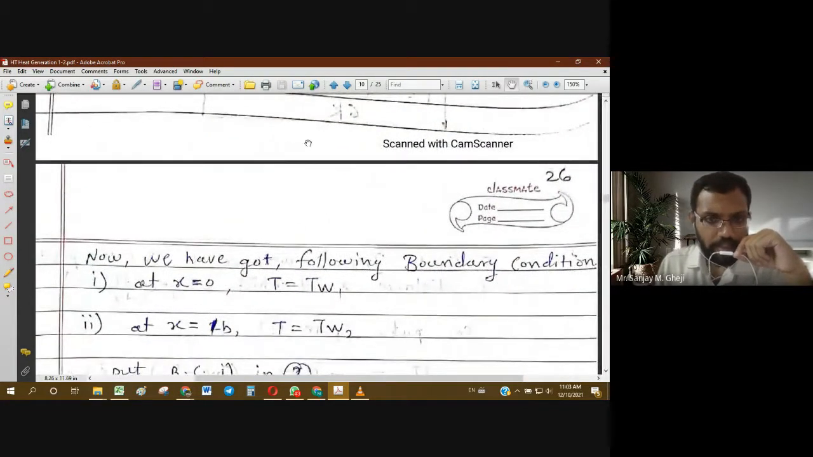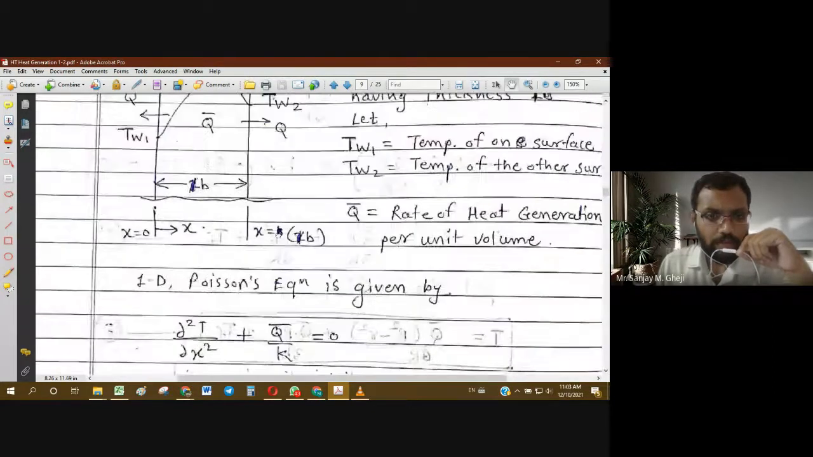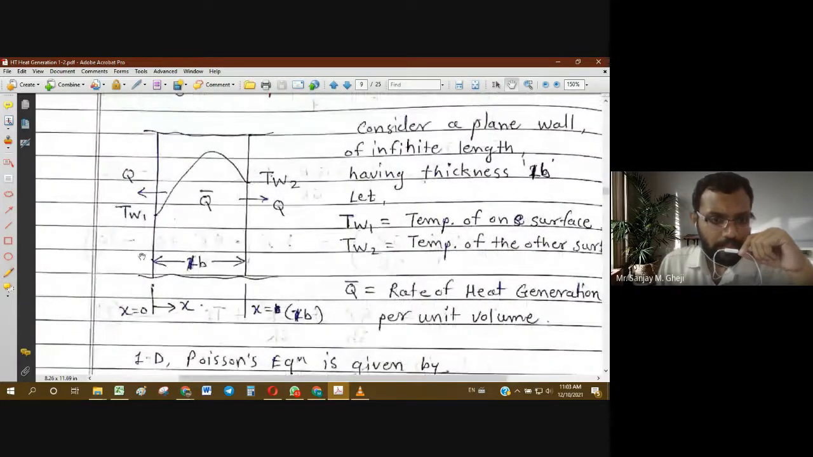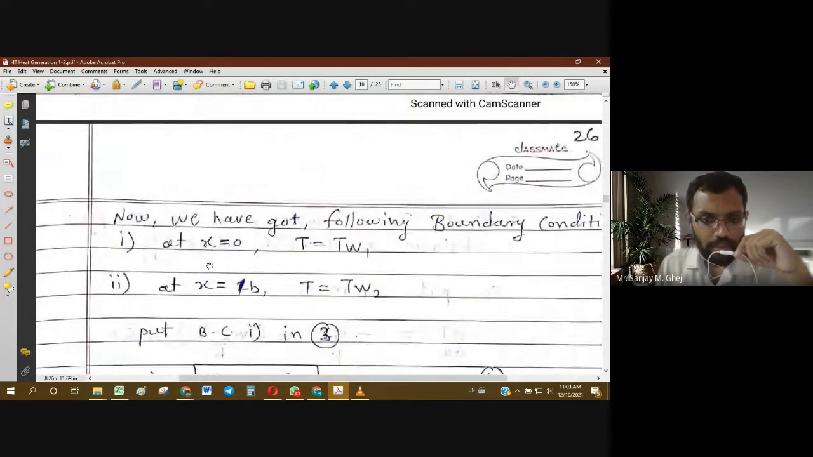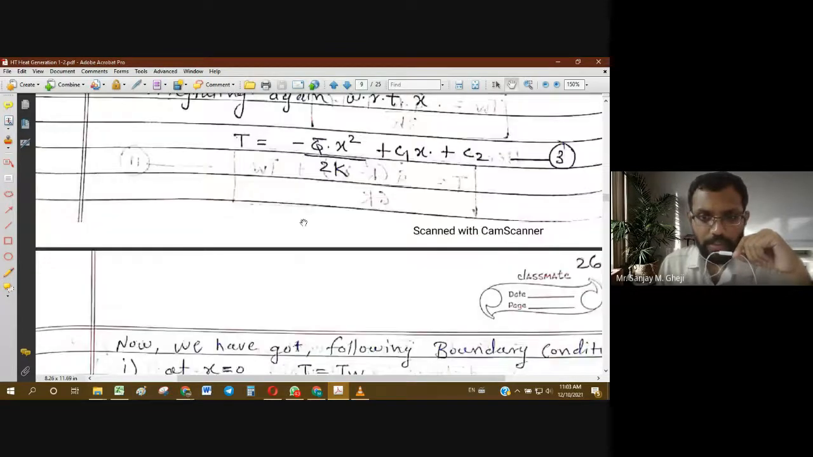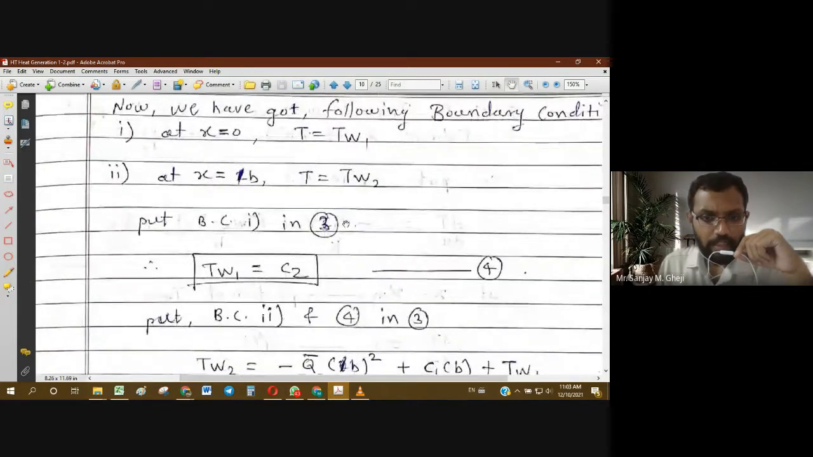Now in this case we have got two boundary conditions. Let us look at the diagram. At x equal to 0, this is one boundary, at the left face, temperature T is equal to TW1. This is a known temperature. And at x equal to B, at the right face, temperature is TW2. So these two boundary conditions we certainly know. We can put them in this general equation of temperature, and then we can easily find their values.